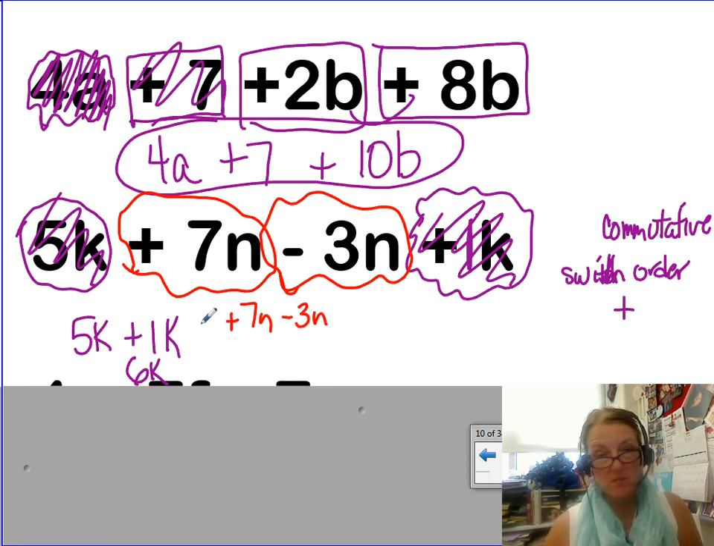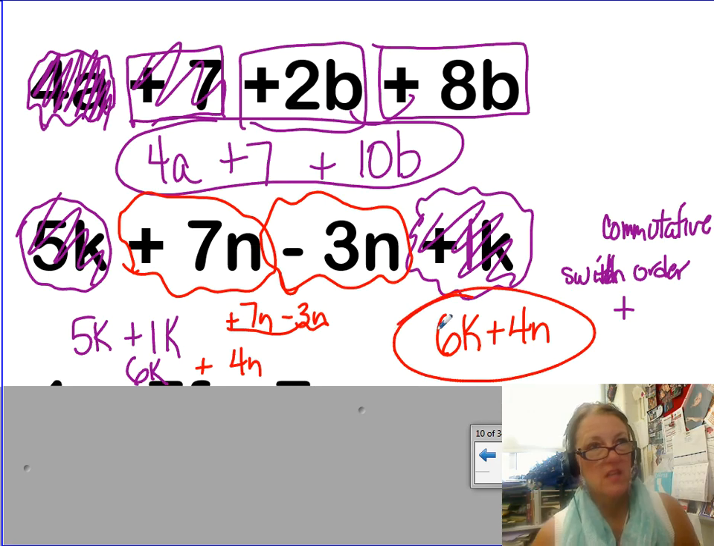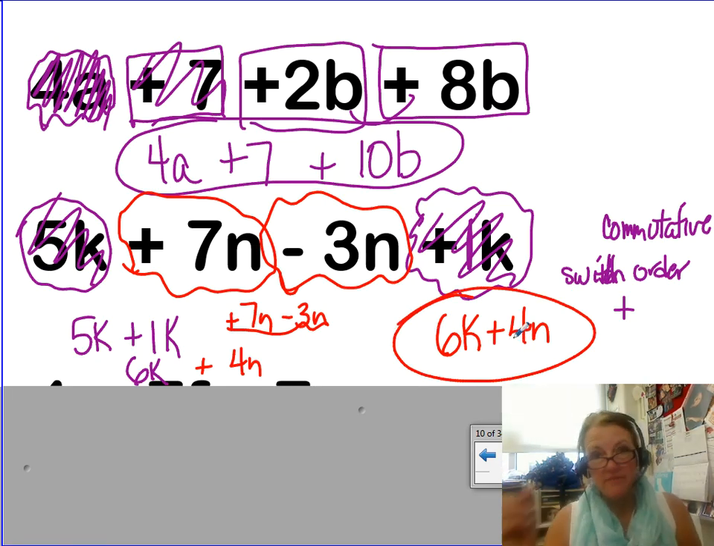My n terms can be combined into 4n's. Is that 4n positive 4 or is it negative 4? Positive 7, negative 3 gives me positive. So your final answer, when you simplify this, will look like this. I have a 6k, I have a positive 4n. That's as far as I can go. Done. Nice. Okay, watch your signs. Keep the signs stuck with that term, just like glue.